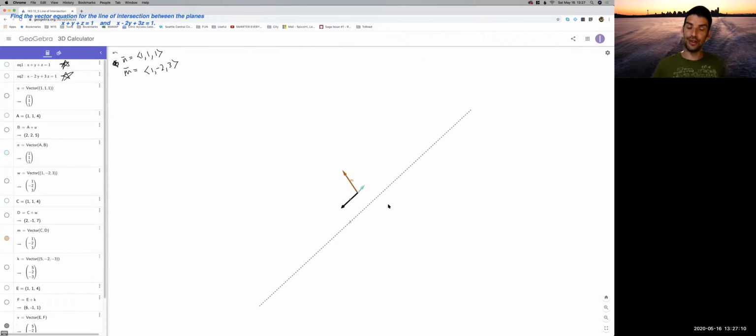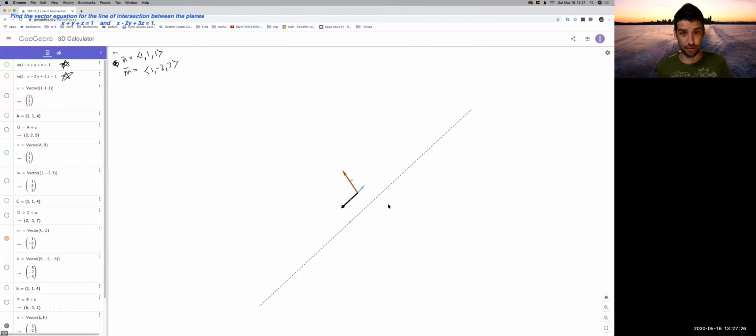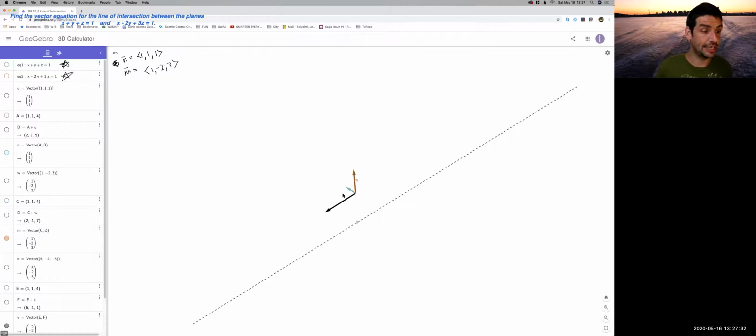Here's how to think about that. The direction vector has to lie along that line. That line's in the intersection of both planes. In other words, every point in that line is in both planes. So if I have a vector along that line, it has to lie in both planes. Well, these are the normal vectors. The normal vector for each plane has to be perpendicular to every vector in the plane.